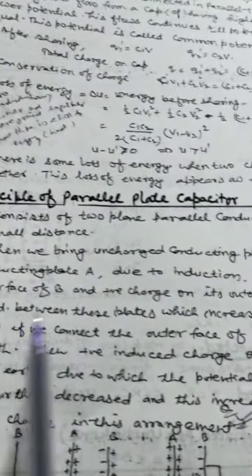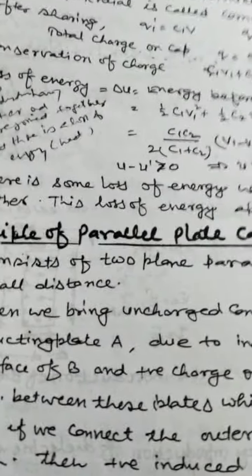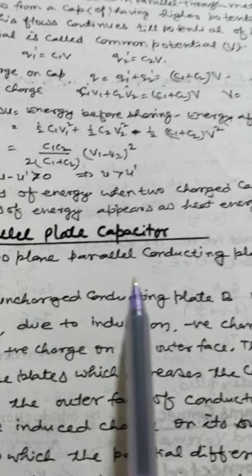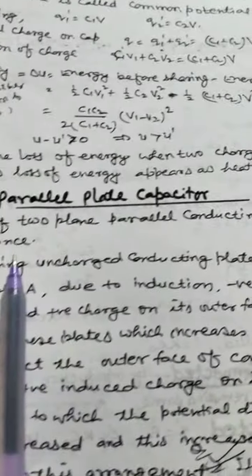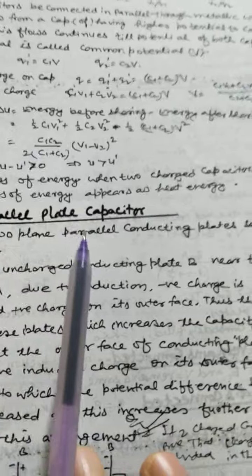Now here, what is the principle behind the parallel plate capacitor? That is important. Now why are we using two plates instead of one plate? That is the question. Now here, what is the capacitor again? It consists of two parallel conducting plates, and they are separated by a small distance. And why are they doing this? To store electric charge and electrical energy.